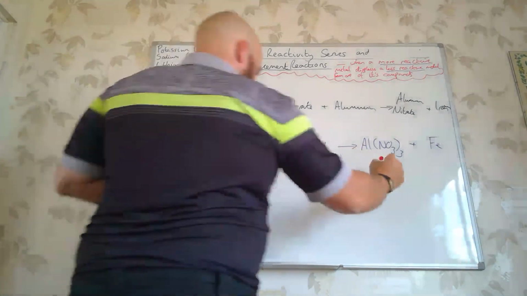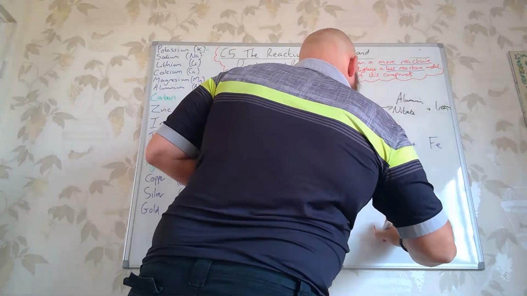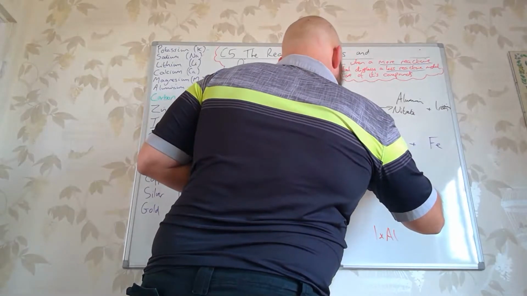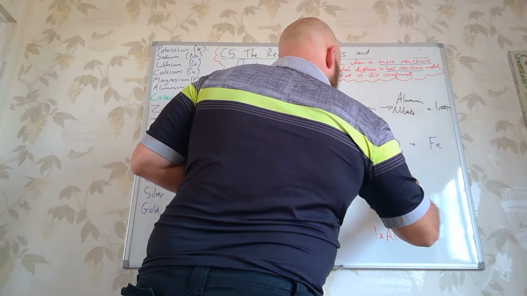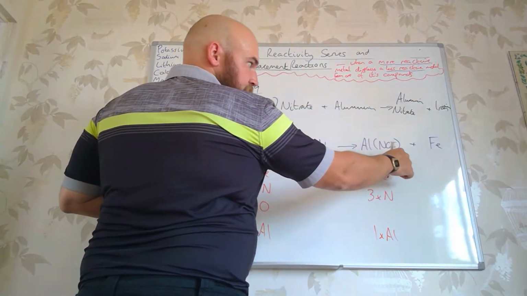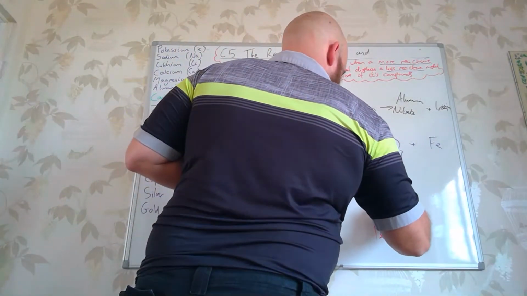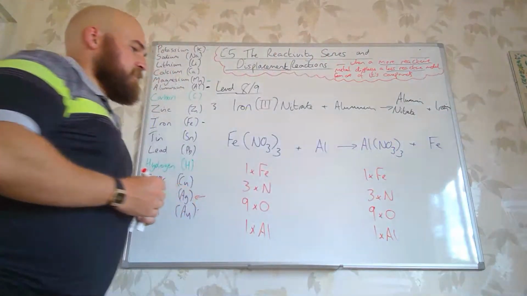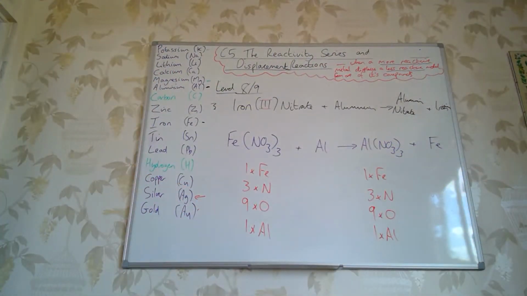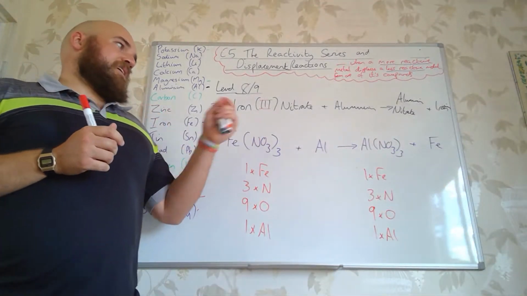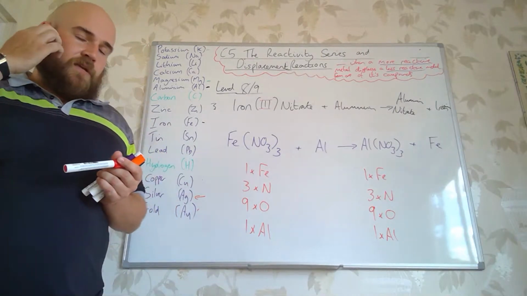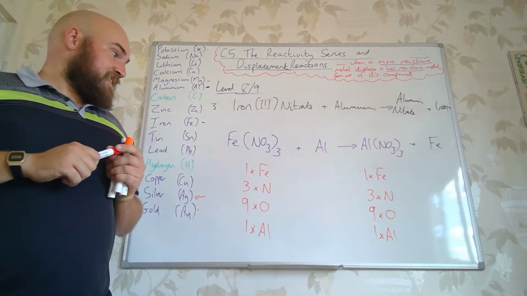Go to the other side. We've still got 1 Al. We've got 1 Fe. We've got 3 N's. Well, we've got 1 inside the bracket, but we need to times it by the little number after the bracket. And we've got 9 O's. If you stand back and admire, hopefully you can see that is actually already a balanced equation. But we're going to spend loads of time looking at constructing equations over the next 2 years. So again, don't worry about it at all.